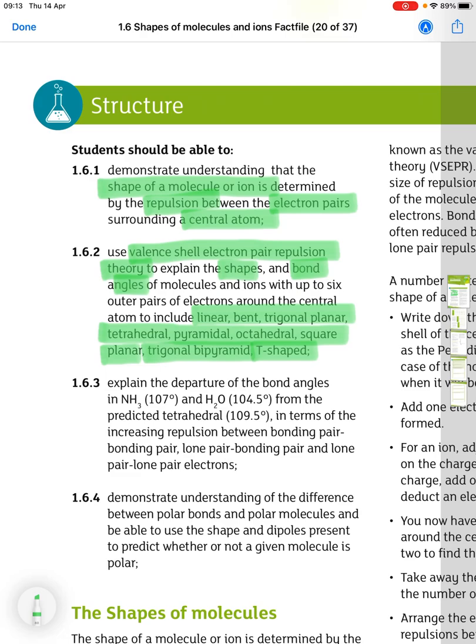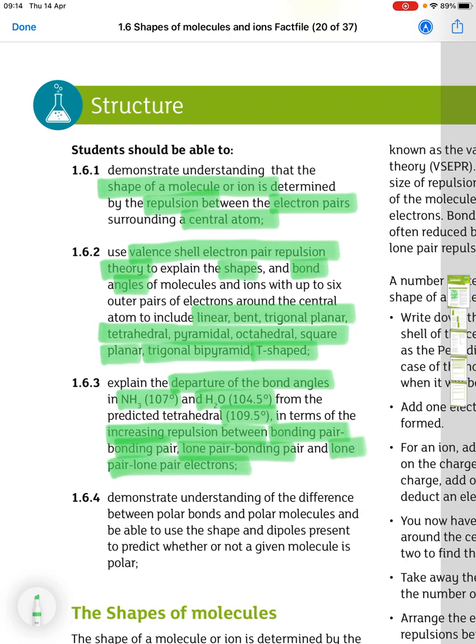And then you have to explain the departure of bond angles in ammonia and in water from the predicted 109.5 degrees in terms of increasing repulsion between the bonding pair, lone pair, bonding pair, and lone pair electrons. And then demonstrate understanding of the difference between polar bonds and polar molecules, and be able to use the shape and dipoles present to predict whether or not a given molecule is polar.